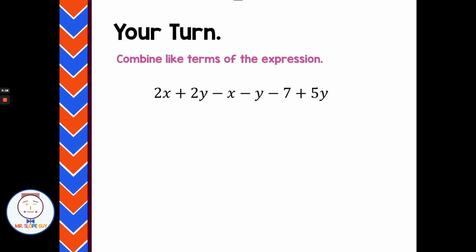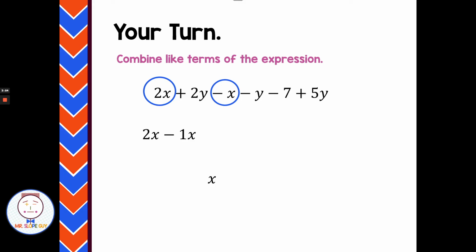All right, let's try this one. Write down the original problem, pause the video here, and then we'll go back. All right, welcome back. We're combining like terms with the expression. I like to start alphabetically. Let's look at all the terms that have x. We have 2x and negative x, or negative 1x. And if I combine like terms, or I add 2x plus a negative 1x, that just adds up to x.